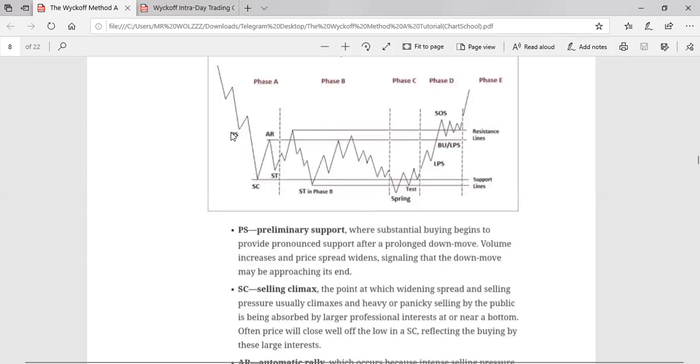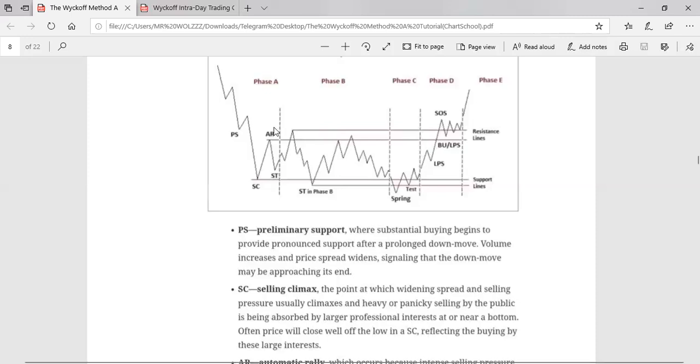So buying pressure has started coming into the market after a prolonged sell to the downside. That's why you see the market has been coming up, but the selling pressure is still very much there at that point in time. So at this point, we have the selling climax. Selling climax is the point at which widening spread and the selling pressure usually climaxes, and heavy panic selling by the public is being absorbed by larger professional interests at or near a bottom.